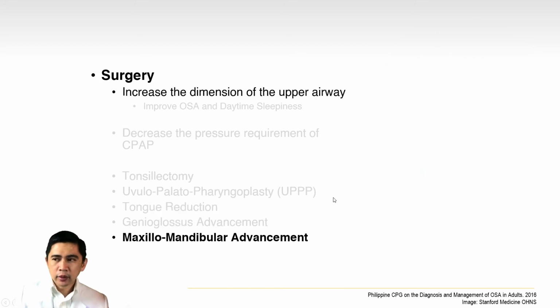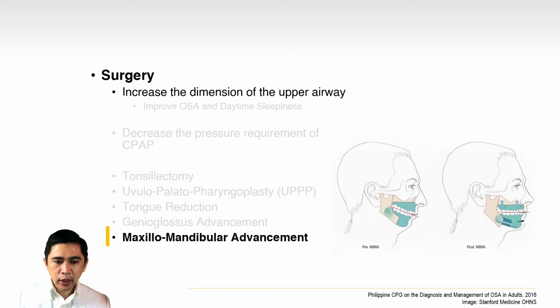And we have the most complex surgery of all, the maxillomandibular advancement, wherein you do surgery on the mandible and the maxilla and place it forward so that you will bring also the tongue forward. Especially for those with a very small or receding chin. Okay, you project it forward so you will have a wider airway.